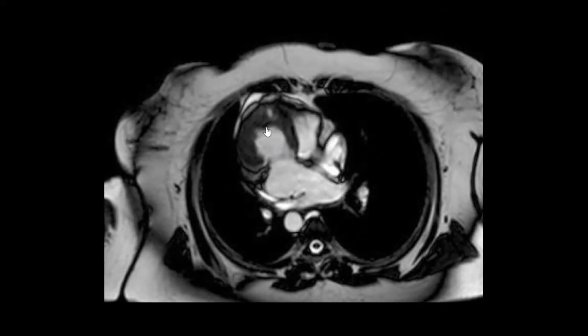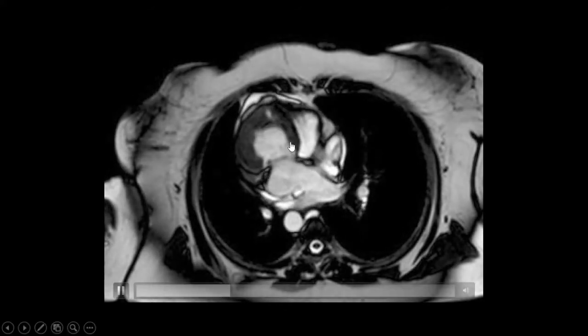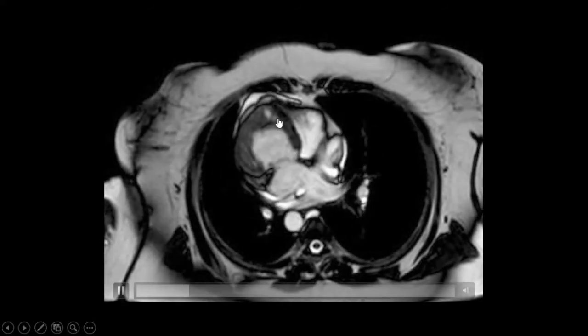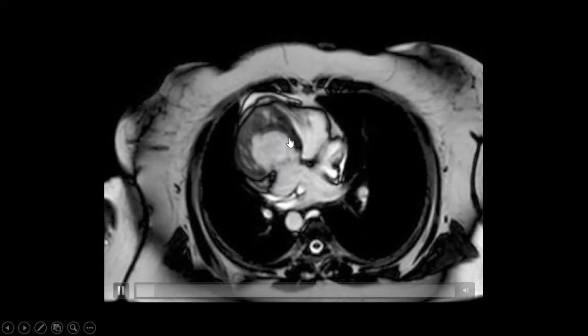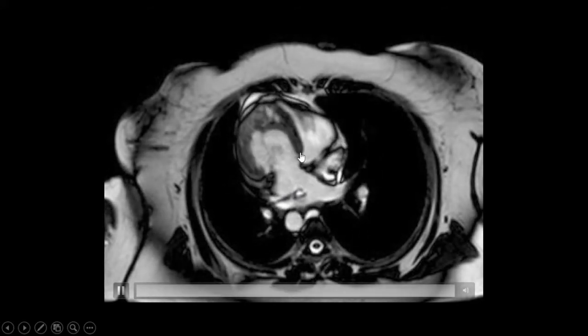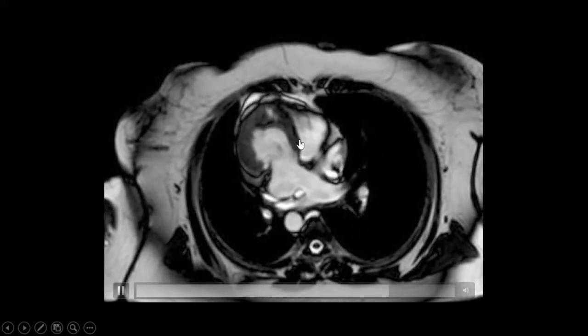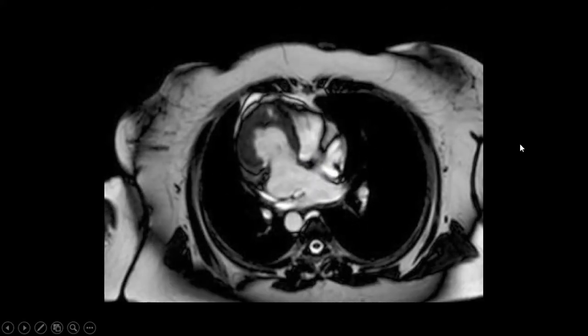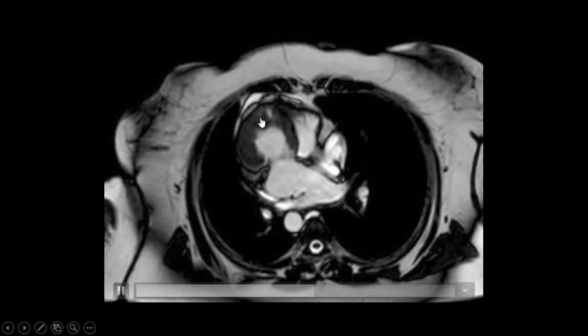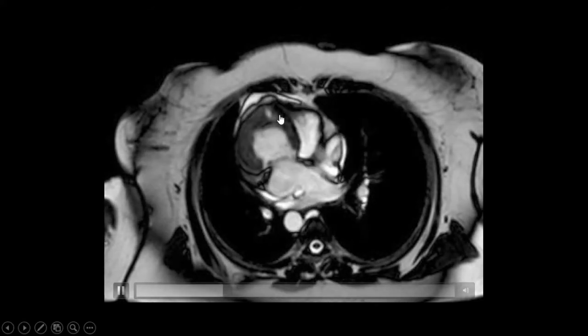If sometimes there's a difficulty in identifying the moderator band, we can look at the septal surface of the ventricle, which is coarse with attachments on the RV side and smooth with no attachments on the left ventricular side. So in this case, this is the moderator band. So this is the right ventricle, which makes this a D loop.